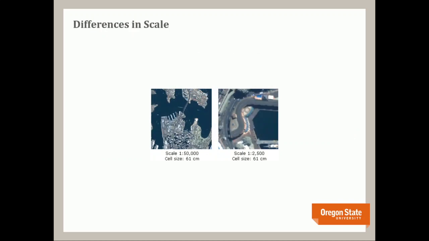Difference in the scale, where the cell size is 61 centimeter but the scale varies, and we can easily see the difference in the images. On the right side, the scale is low, and on the left it is high. As the scale is higher, the image is much clearer as compared to the other image.